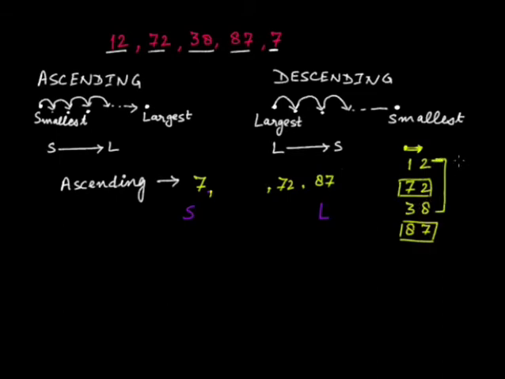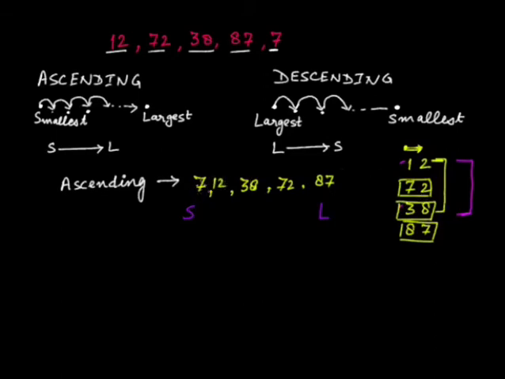and this 38. Again we'll compare the digits present at the tens place. This is 1, this is 3, right? So 3 is larger than 1. Therefore 38 is the largest number between 12 and 38. So write it here, 38. And we are left with only 12. So write it here.